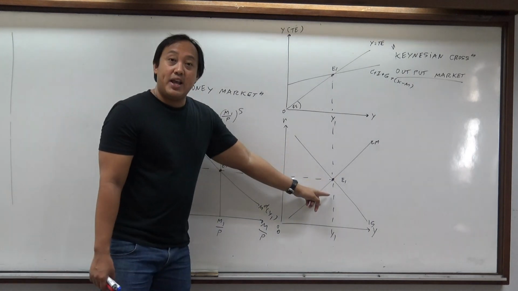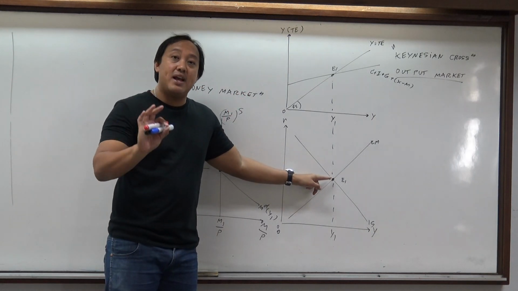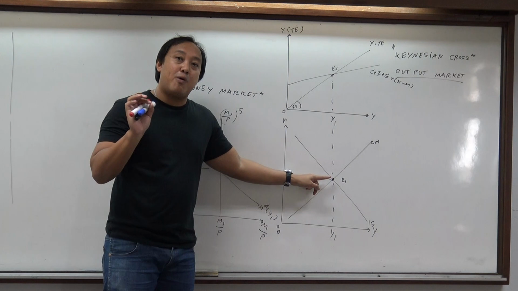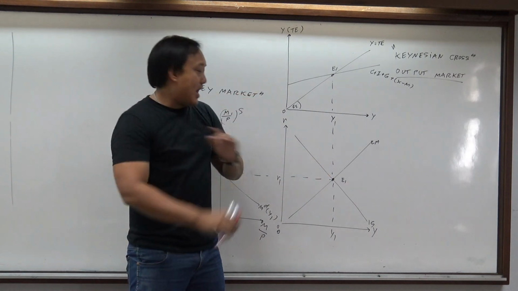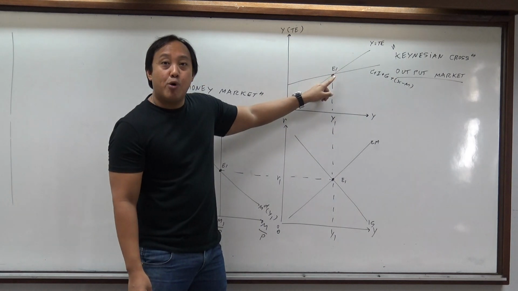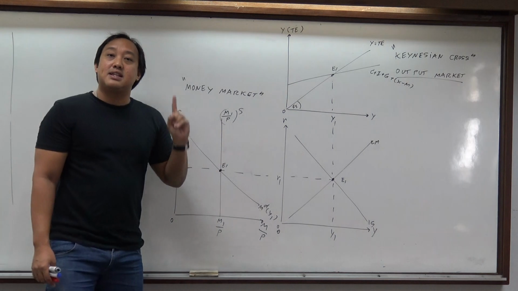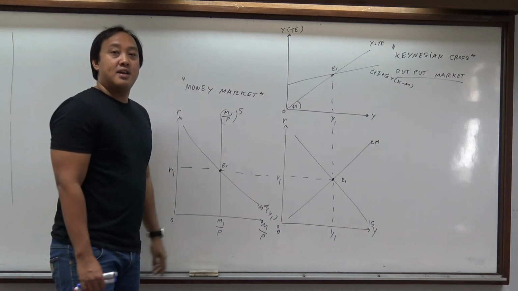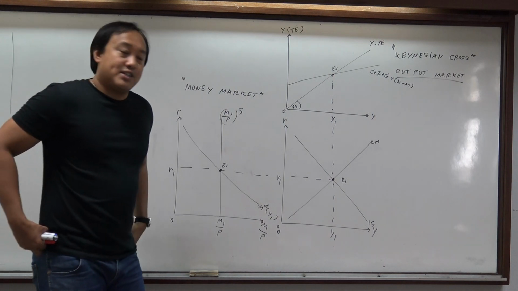Equilibrium in the money market comes from money demand intersecting with money supply. So here IS intersects with LM. This is a very special equilibrium point because the equilibrium that comes from the IS and LM curves represents equilibrium in the output market and equilibrium in the money market at the same time. So far so good.